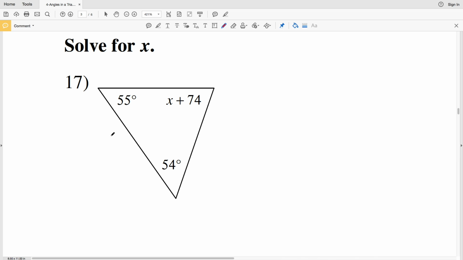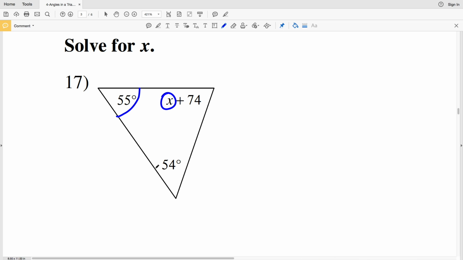In this video, we're going to finish out the angles in a triangle worksheet, otherwise known as the triangle angle sum worksheet on the KutaSoftware website. You can find this within the geometry section. So for numbers 17 through 20, our directions say solve for x. So we're not solving for a degree, we're solving for x.